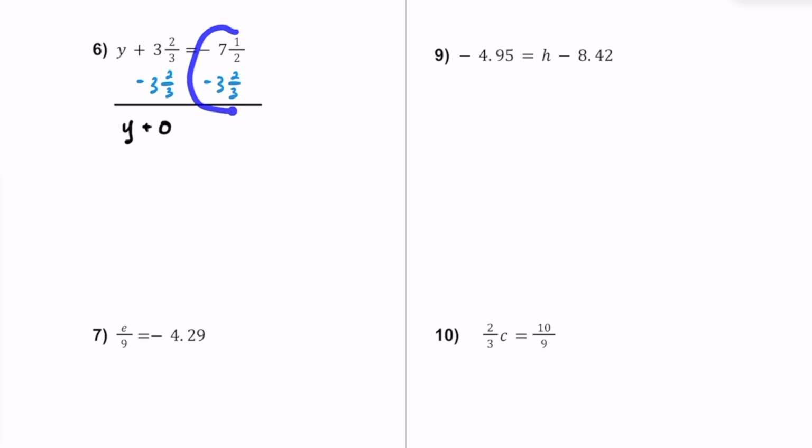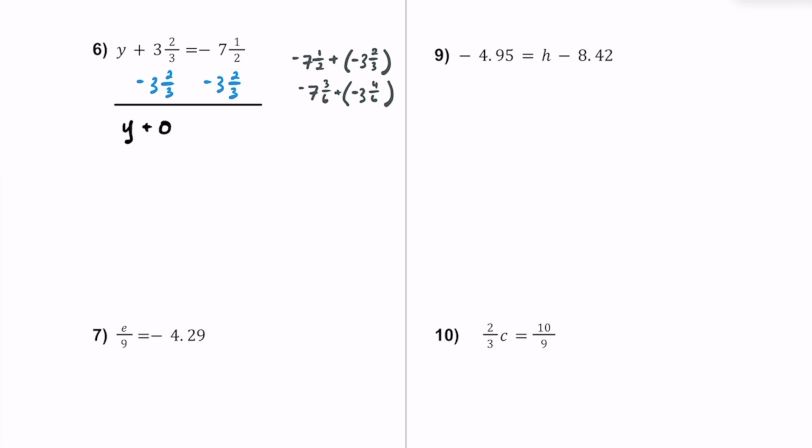And then on the right side, we have to go ahead and figure out what this is. So this is going to be negative 7 1/2, take away 3 2/3, or add a negative 3 2/3, right? So it looks like we're going to need common denominators here. So we can use 6 for that. So negative 7 3/6 plus negative 3 4/6.